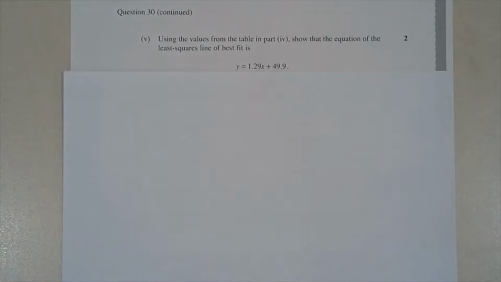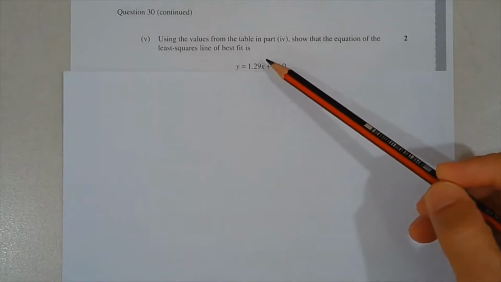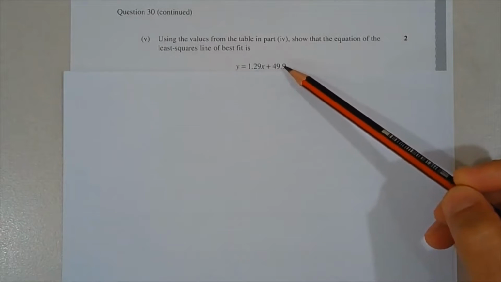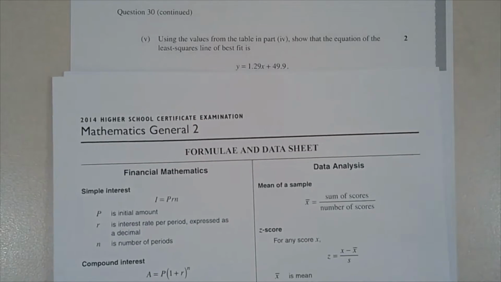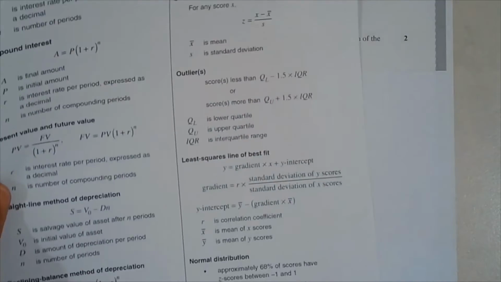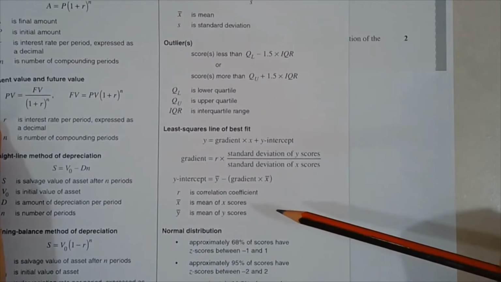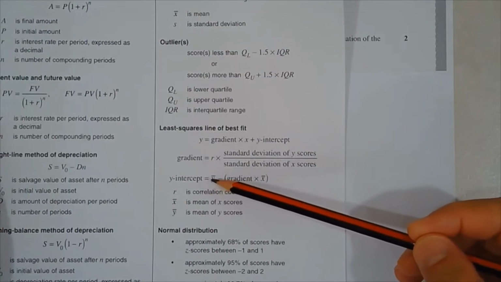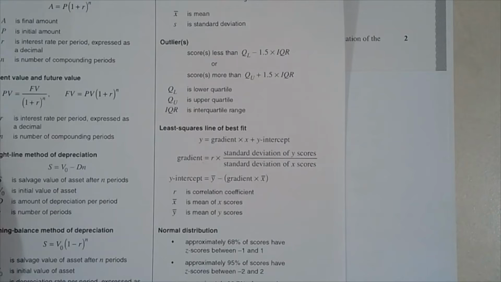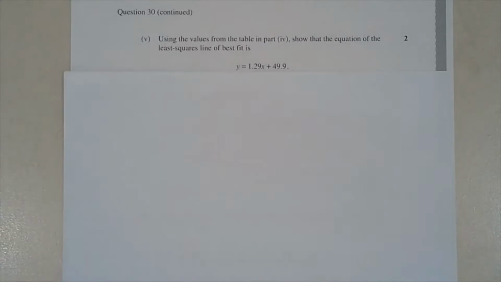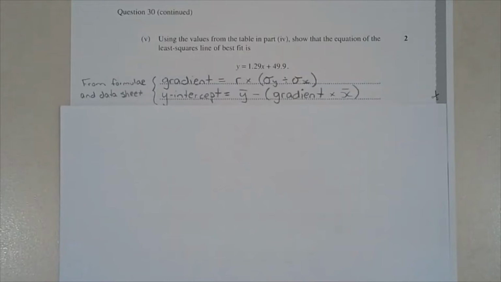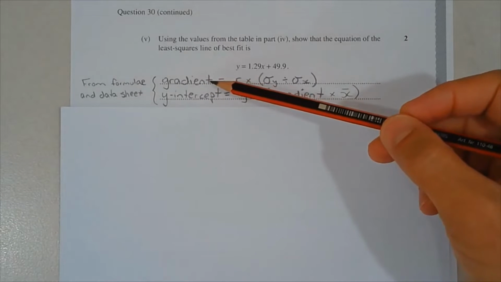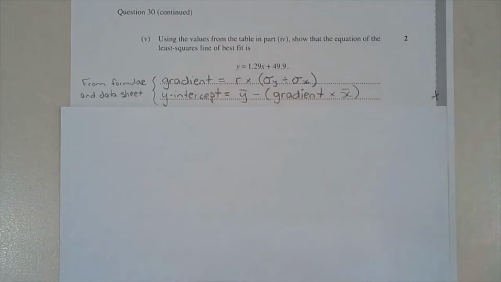And we also need the formulas for determining the gradient and the y-intercept of the least squares line of best fit. And they may be found in the formulae and data sheet under least squares line of best fit. So that's this formula here and this formula here. And I've just written them here as part of the solution. So we need to determine the gradient first, and then using the gradient, we can then determine the y-intercept.